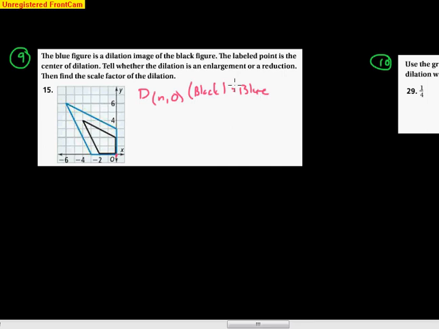Okay? So, if we see the black is smaller than the blue, that means we're getting bigger, so this is going to be an enlargement. So we are enlarging, okay? And now we need to find the scale factor.